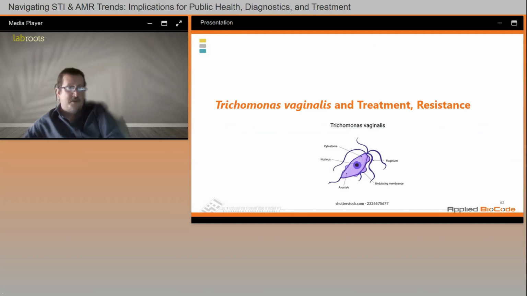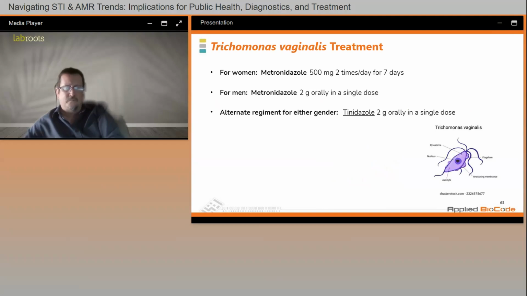So moving on to our last organism, Trichomonas vaginalis, treatment and resistance. There are firm treatment recommendations for Trichomonas vaginalis. They differ a little bit between men and women. Women can take a lower dose 2 times a day for 7 days. Men take one very large dose orally in a singular format. There is an alternate regimen for either gender, and that's tinidazole, 2 grams orally in a single dose.